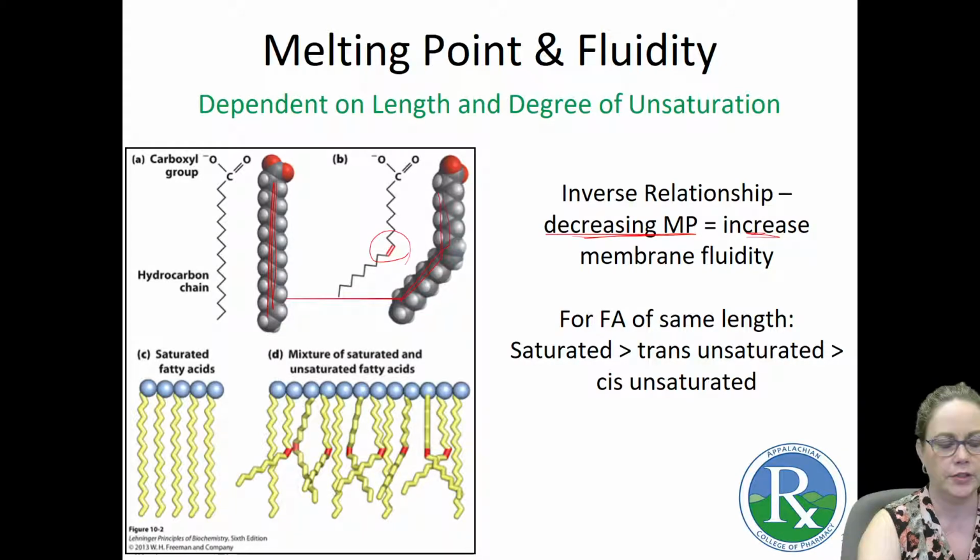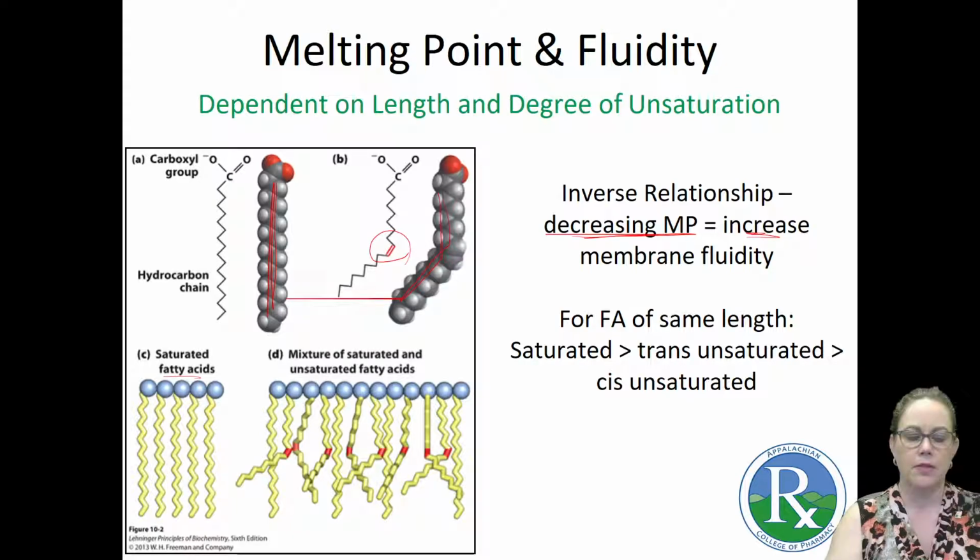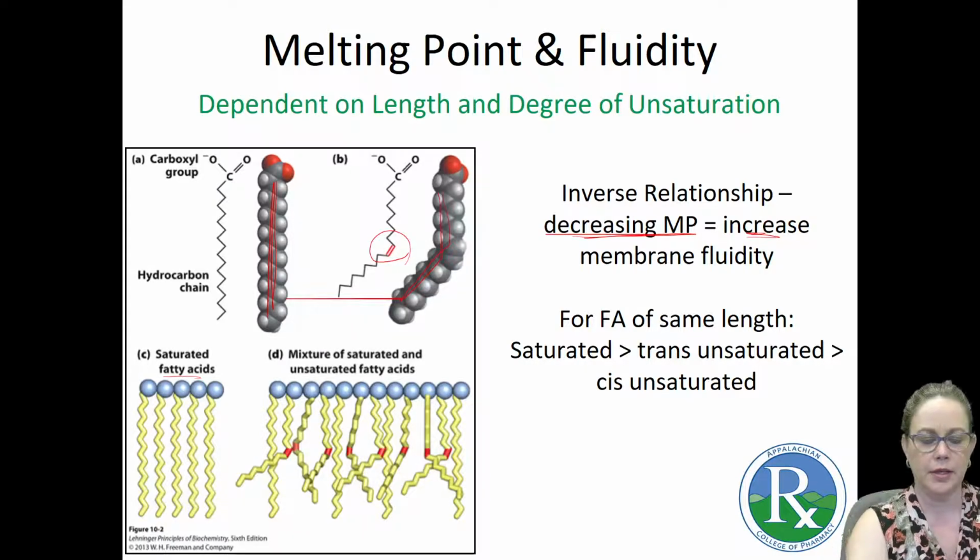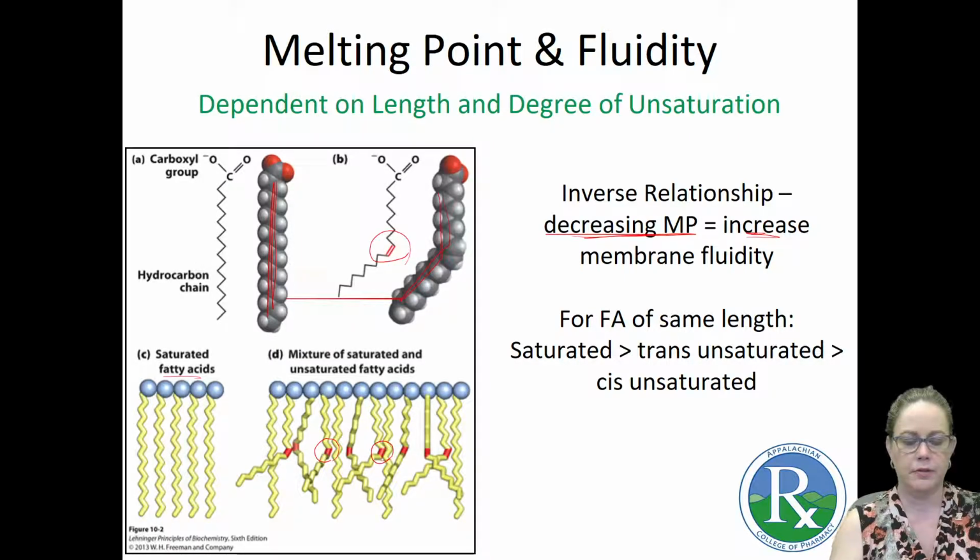Notice with our saturated fatty acids in panel C, those fatty acid tails are able to pack quite nicely together, very tightly. In contrast, when we have those cis double bonds, as highlighted with the red coloring, those kinks result in a decreased ability of those tails to pack together, and that's going to translate into either a lower melting point if we're just talking about the chemical behavior, or an increase in the membrane fluidity if we're talking about a lipid bilayer.